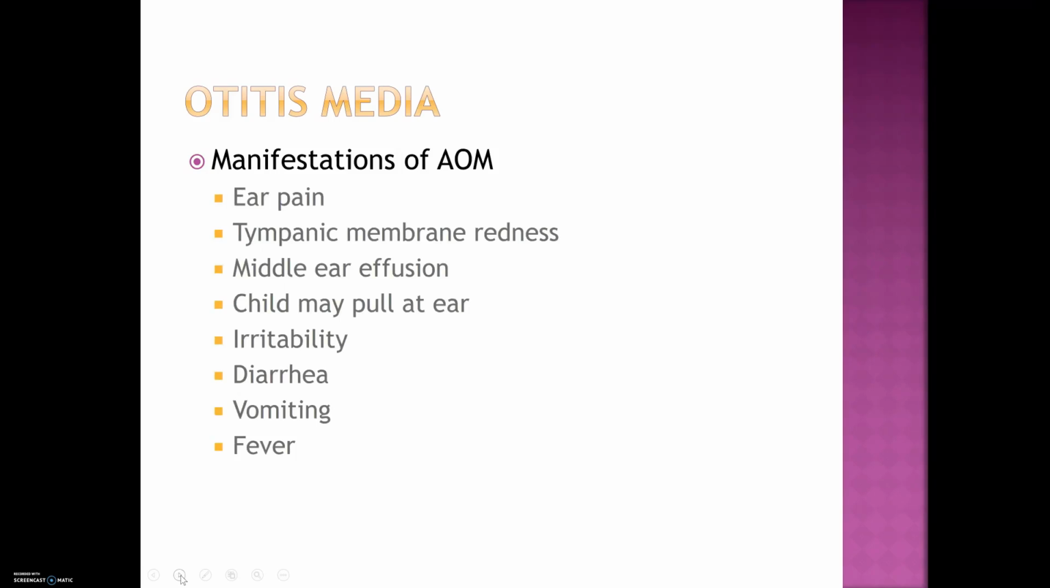So manifestations, ear pain, which typically results in the child pulling at the ear if they cannot verbalize that their ear hurts. They're probably going to be irritable. They're going to maybe have some diarrhea and vomiting. They may not take a bottle or food as much because their ear hurts. And some of them may have a fever, so you would want to treat that with Tylenol and Motrin. They may wake up crying in the middle of the night.